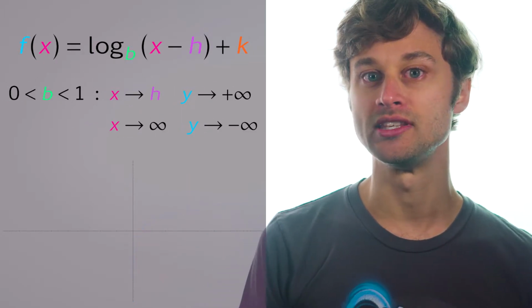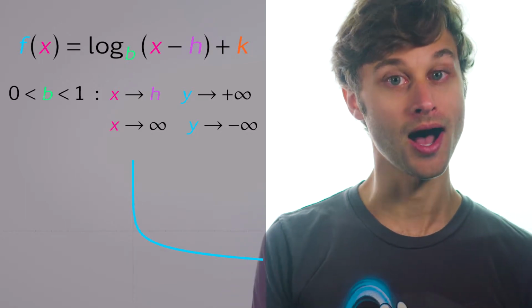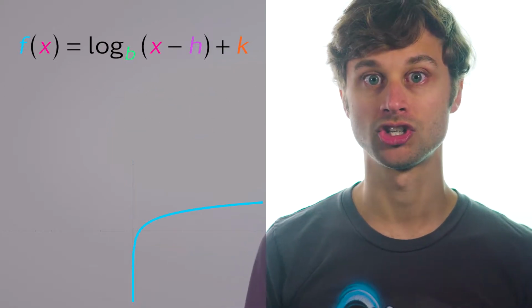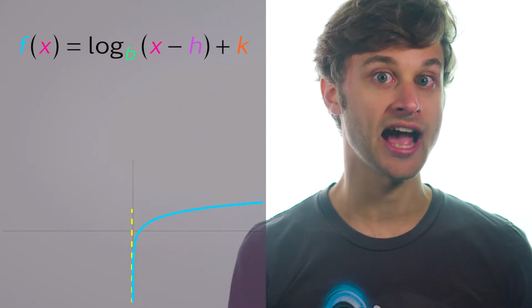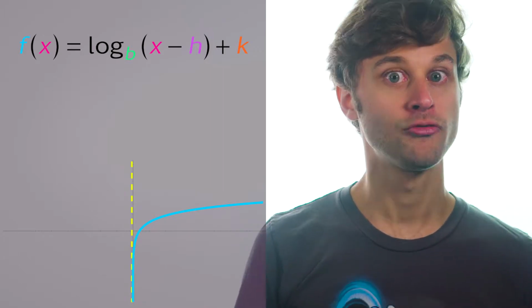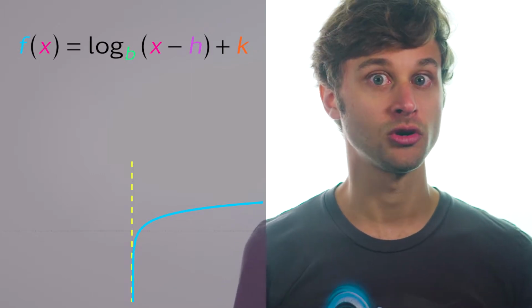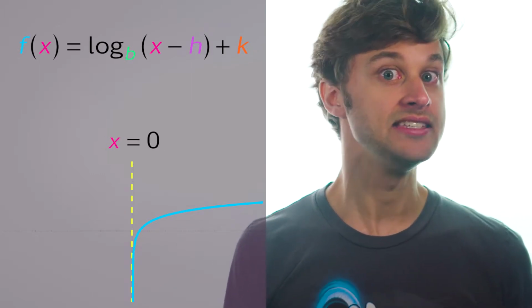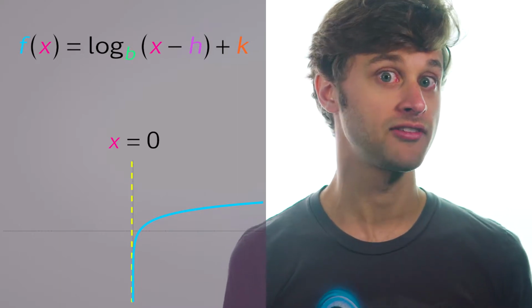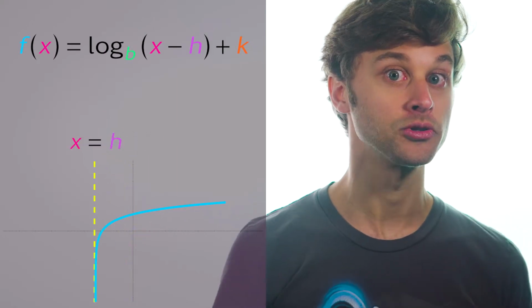And if b is between 0 and 1, then the function decreases from positive infinity to negative infinity. Notice that for all logarithmic functions, we have a vertical asymptote, much like we have a horizontal asymptote for all exponential functions. For the base logarithmic function, log base b of x, that vertical asymptote is always the line x is equal to 0, or the y-axis. But for a general logarithmic function, that vertical asymptote is equivalent to the line x is equal to h.